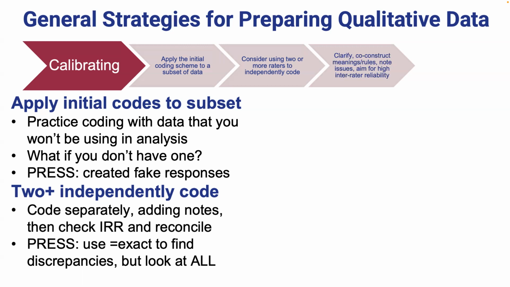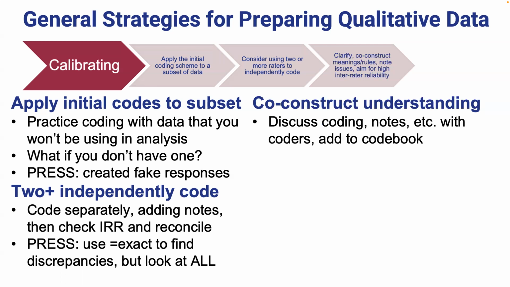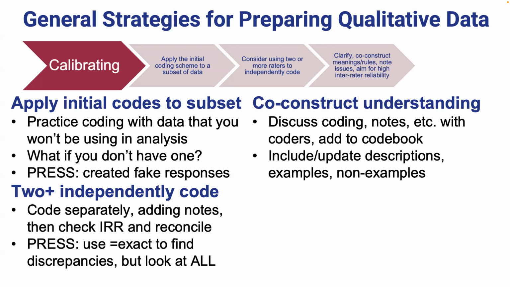So the big one is, in this stage, the main goal is to clarify, co-construct meaning and rules, note issues, and aim for higher inter-rater reliability. This is about getting on the same page. So discussing the coding and the notes with the coders, and adding to the code book. That means including and updating descriptions. This is where you put in examples and non-examples of two things that kind of get confused. It's like, when they say this, it's this, not this.